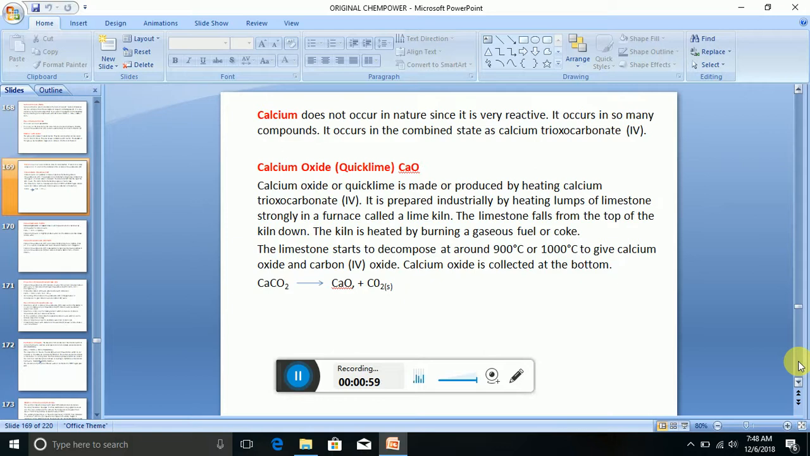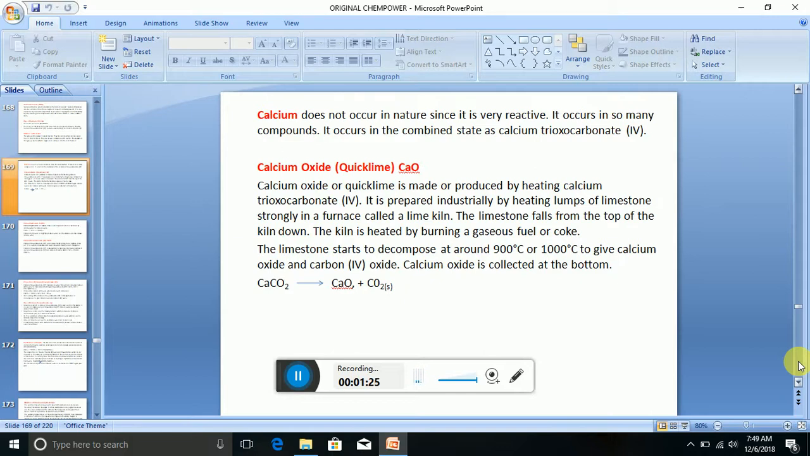Now, let's look at the most important element in this group 2, calcium. Calcium does not occur free in nature since it is very reactive. It occurs in so many compounds. It occurs in the combined state as calcium trioxocarbonate(IV).